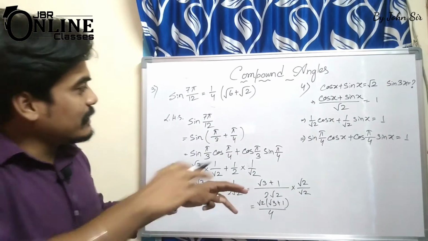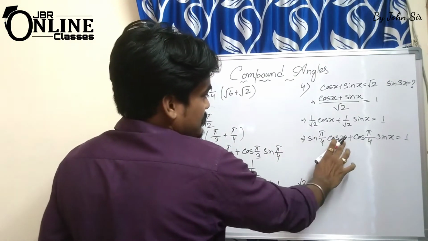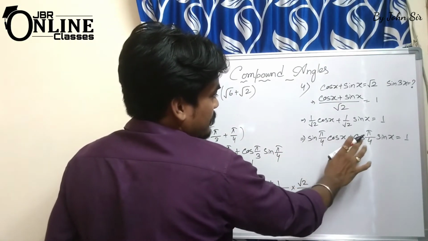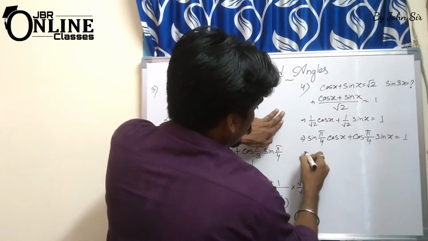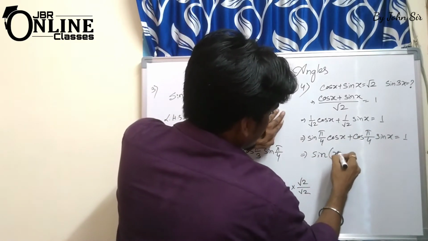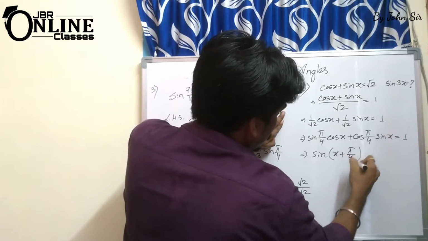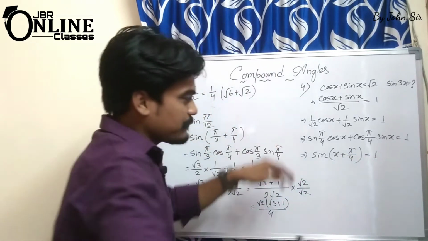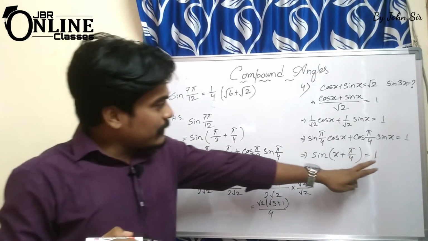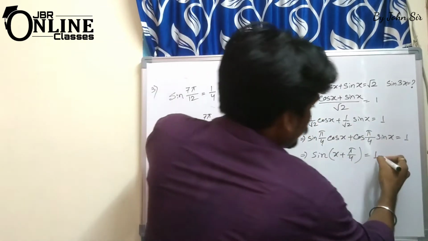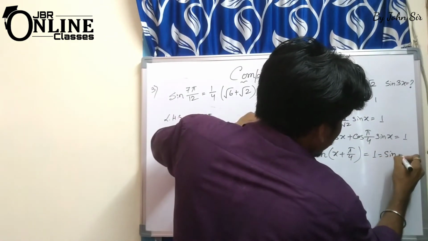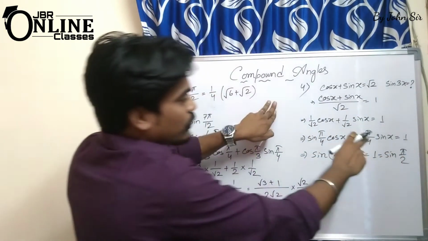Okay, so here if that is a and that is b, that means sine a cos b plus cos a sine b, so it's the formula of sine a plus b. So that means here sine x plus pi by 4, that equal to 1. And if that equal to 1, and you know the value of sine pi by 2, that means sine 90 degree, that equal to also 1.